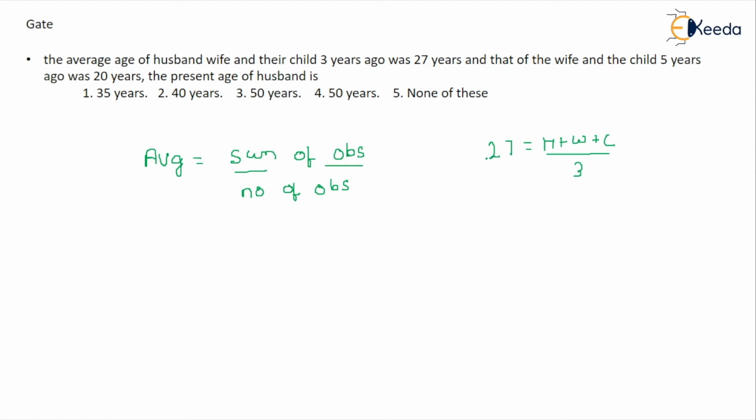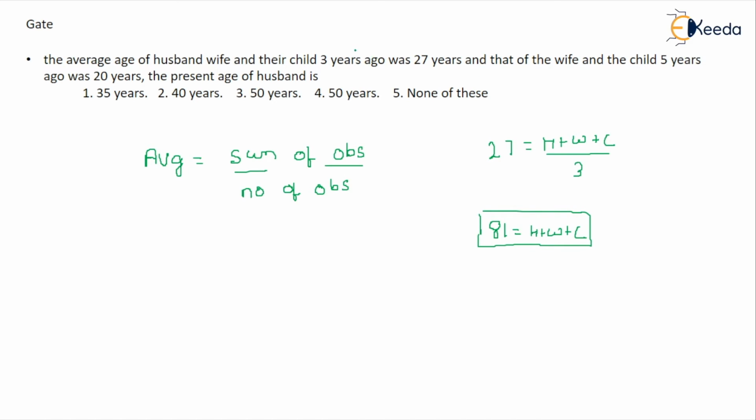So from this you can find out the age of them, right? After you multiply this 27 into 3, you will come to know the sum of all their ages, right? So after adding, 27 into 3 is equivalent to 81. 81 will be the summation of wife plus husband plus child. Okay, this much you know at this point of time.